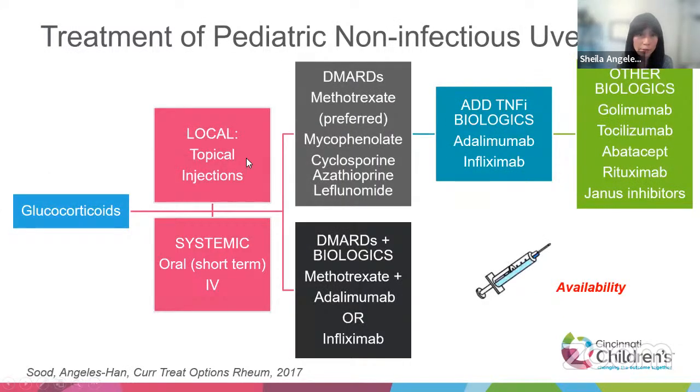I just wanted to show you this armamentarium of various medications that are used to treat children with uveitis. And we all know most of them start off with glucocorticoids, either locally or systemic. For children who end up failing glucocorticoids, there are different non-biologic DMARDs, especially initially. You can use DMARDs and biologic therapy for those who have complications at onset. And afterwards, you can add TNF or other non-TNF biologics. But we all also know that the medications that you choose are based on the availability in your area.